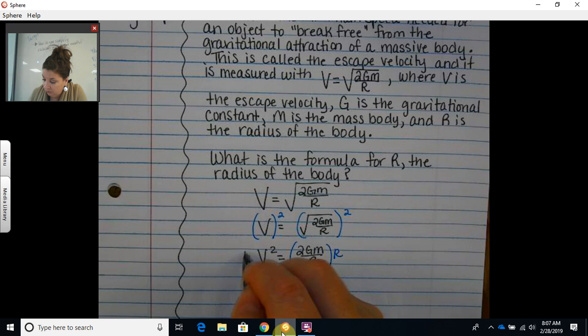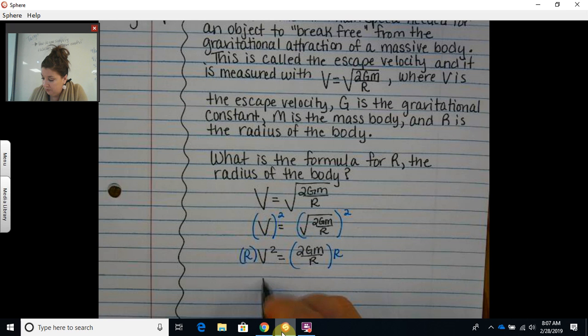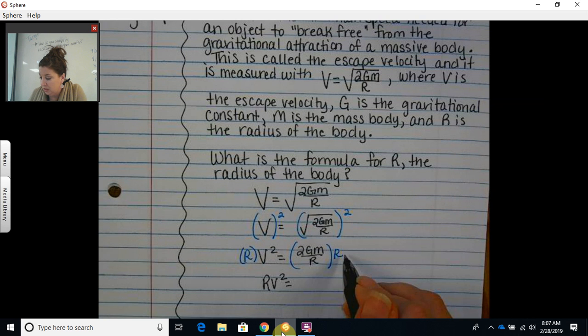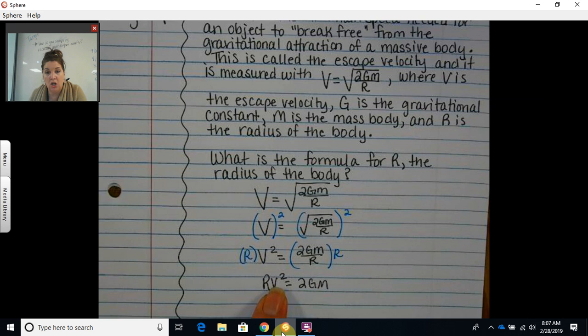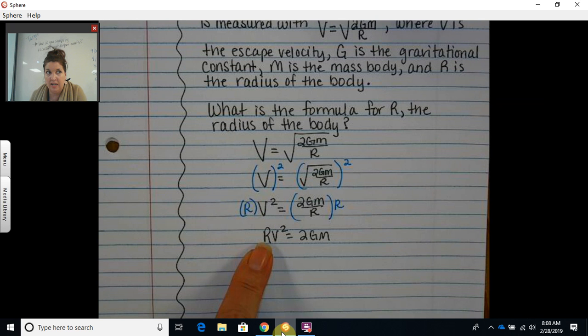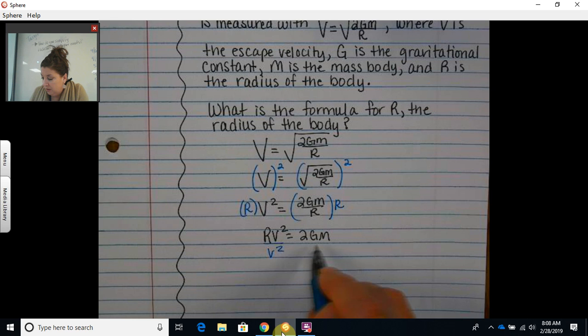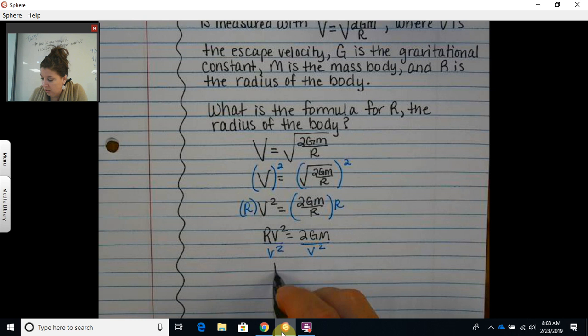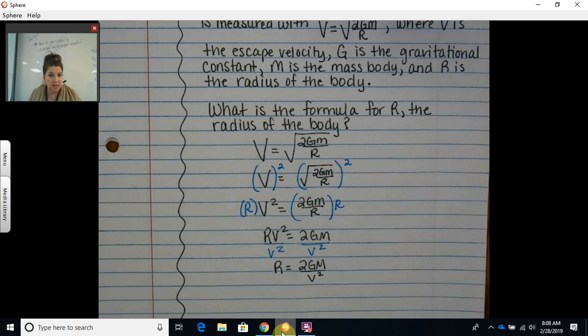So I've got rv squared equals 2gm divided by r times r is just 2gm. I'll divide by v squared because the r is what I'm trying to isolate. It's now moved to the other side, but it's not isolated yet. It's multiplied by v squared. So if I just divide each term by v squared, that gives me r equals 2gm quantity divided by v squared. So 2 is being divided by v squared, g is being divided by v squared, and m is being divided by v squared. Can I reduce any part of that? No.